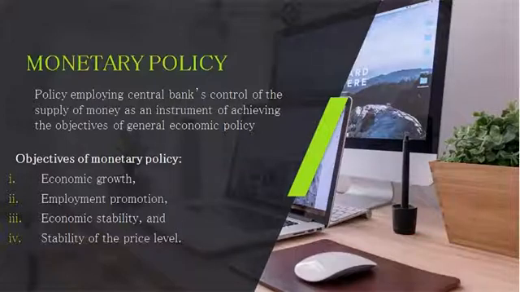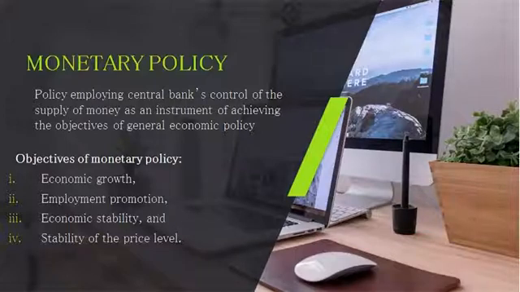The objectives are economic growth, employment promotion, economic stability, and stability of the price level. The first three objectives are very similar to the fiscal policy objectives. For the final objective, stability of the price level, the Reserve Bank of India tries to manage money in order to avoid a higher inflation rate and a lower deflation rate. So to flatten the economic curve, the monetary policies keep on changing.